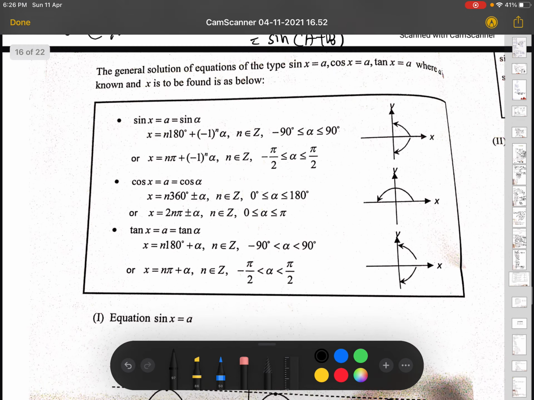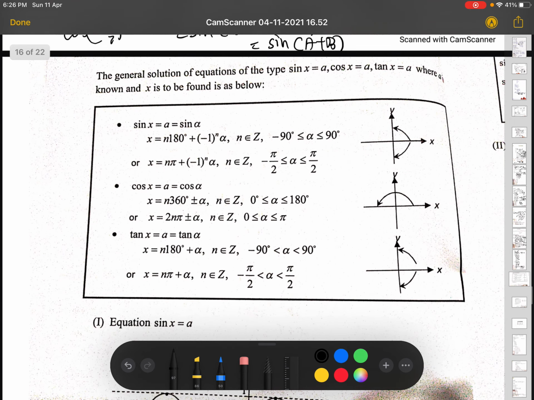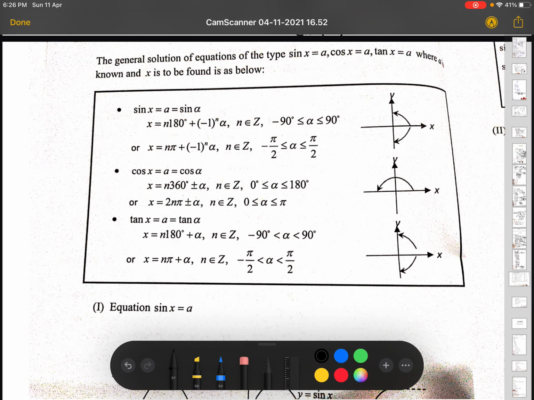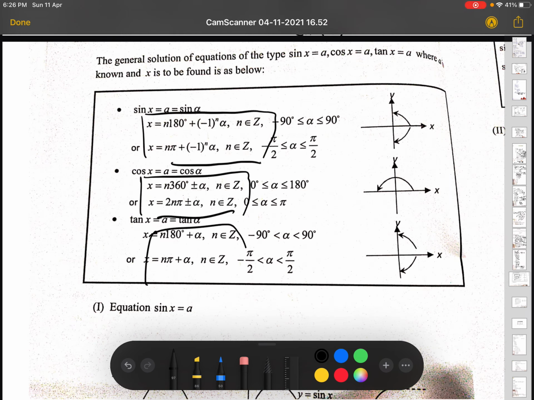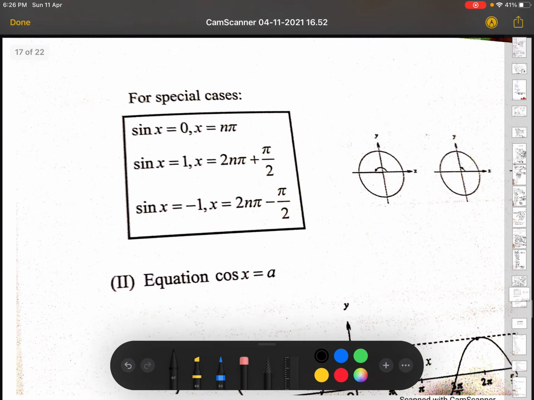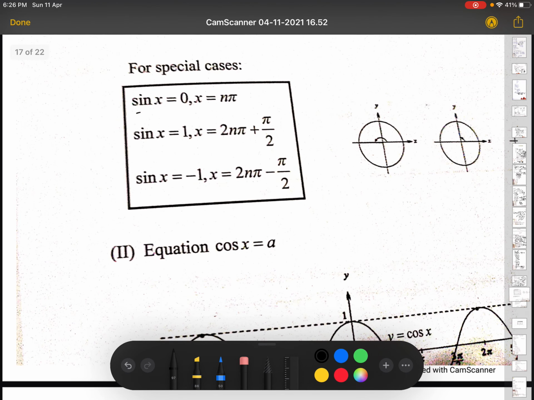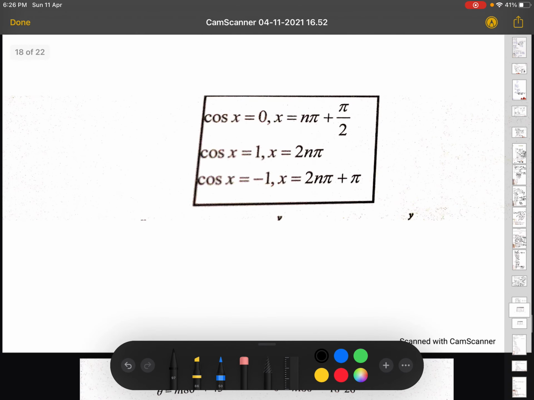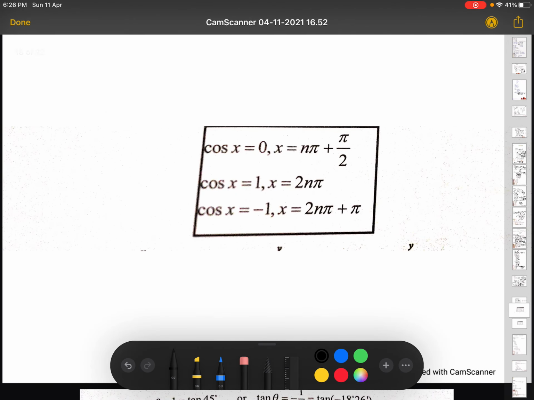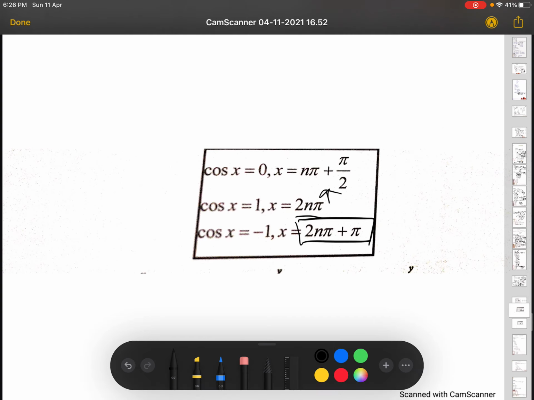Okay, the last one that we'll mention is general solution. You have to know the general solution for each: this is for sine, this is for cos, this is for tan. But you also have to remember that sine and cos have some special cases. For example, if sine x equals 0, x equals n pi; if equal to 1, pi over 2; minus 1, minus pi over 2. And if cos x equals 0, then x equals n pi plus pi over 2. If cos x equals 1, x equals 2n pi. If cos x equals minus 1, then x equals 2n pi plus pi.